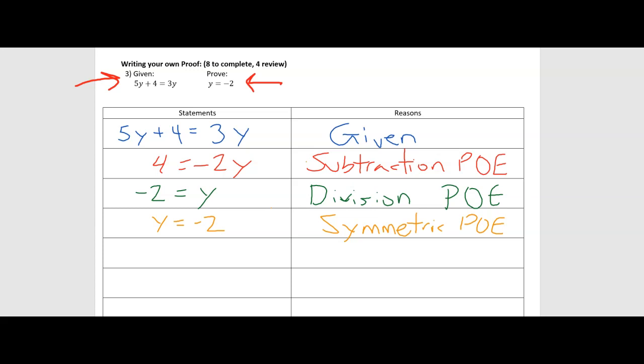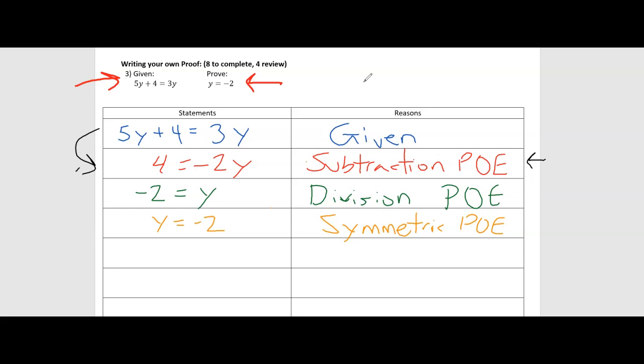The next line, to go from first statement to second statement, I subtracted 5y from both sides. Right? So you could think about how to do the math. You don't have to write minus 5y in your proof. You just show what you get after you subtract 5y. And then, of course, you come over here and you write subtraction property of equality. A reminder from last video, we can abbreviate property of equality, POE, because otherwise you'd be writing property of equality quite a bit throughout your proofs.